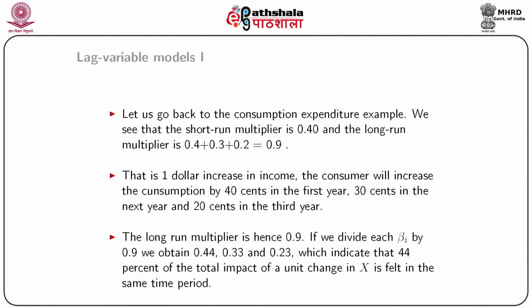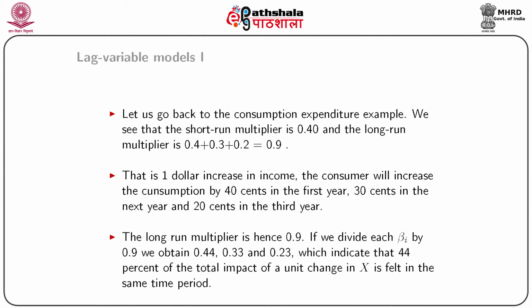If we now go back to the consumption expenditure example, which was the first example that we had discussed, we can see that numerically the short run multiplier is 0.4 and the long run multiplier is 0.4 plus 0.3 plus 0.2, which is a sum total of 0.9. This is nothing but the sum of the estimates of the three parameters beta 0, beta 1 and beta 2. What these estimates mean is that for a $1 increase in income, the consumer will increase consumption by 40 cents in the first year, 30 cents in the next year and 20 cents in the third year. The long run multiplier is hence 0.9.